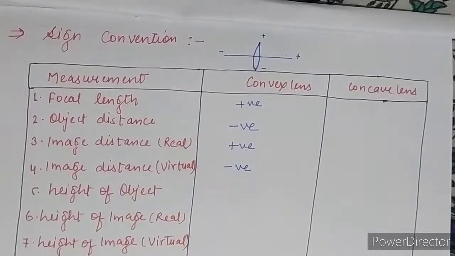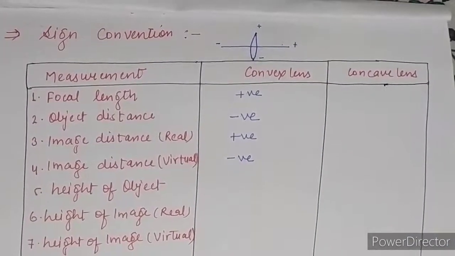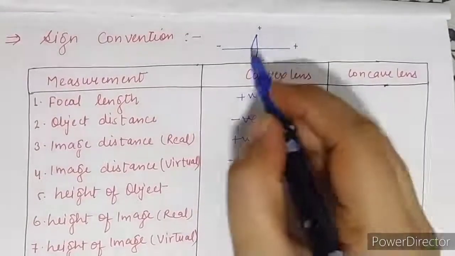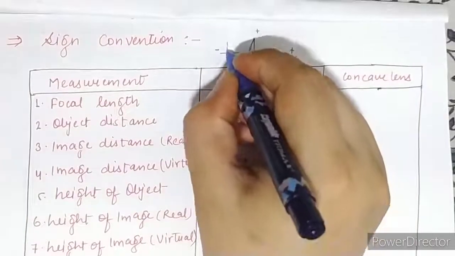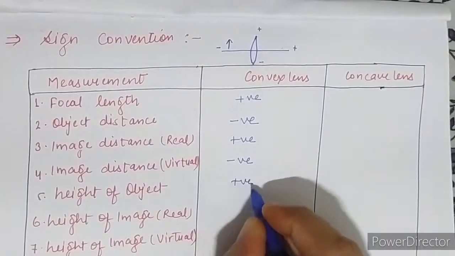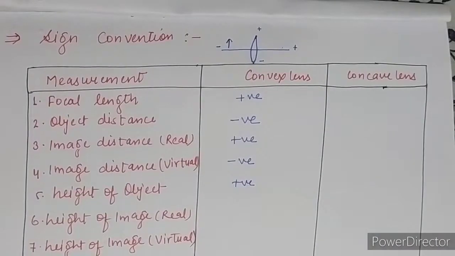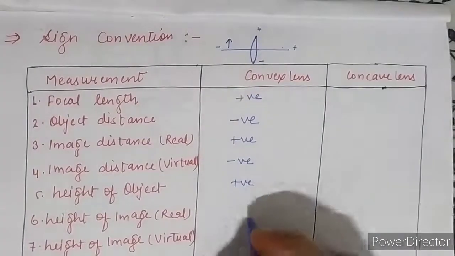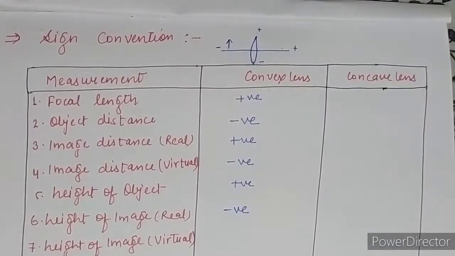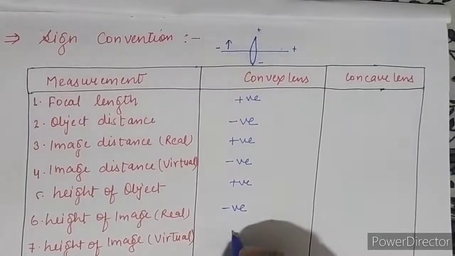Height of the object is always positive, whether we are discussing the mirror or the lens, because the object is always kept like this. So this one is positive. The real image is always inverted, so inverted means negative, and the virtual image is always erect, so erect means positive.